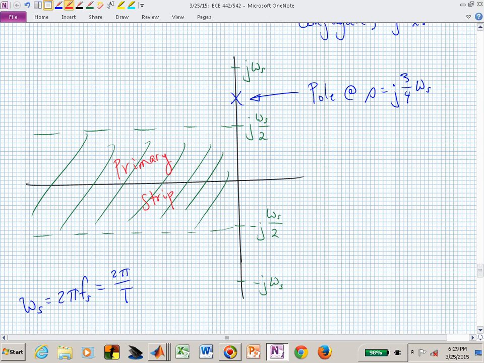So now you maybe know a little bit more about this T. The sampling period gives you the Nyquist frequency. The Nyquist frequency is half your sampling frequency. And you know what omega sub s is. Omega sub s is 2 pi f sub s, or 2 pi over your sampling period.